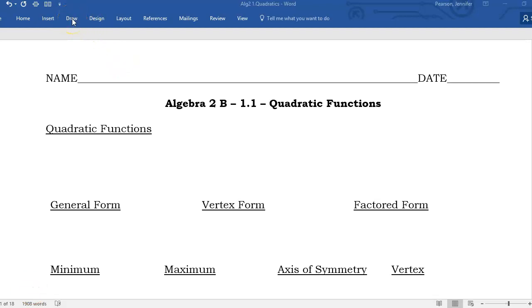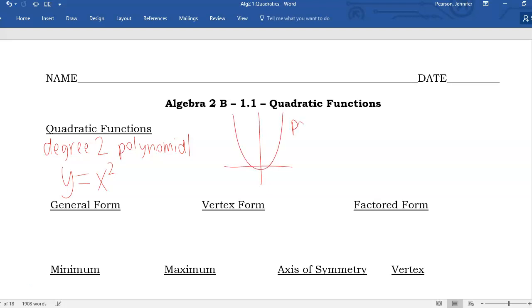This is Algebra 2B, Lesson 1, Quadratic Functions. So a quadratic function is a polynomial of degree 2. We've seen that before. Basically, we're going to have an x to the power of 2 in our equation. We talked about those in our transformations of functions chapter. Anytime we had an x squared, it gave us a u shape, and we called that u shape a parabola.